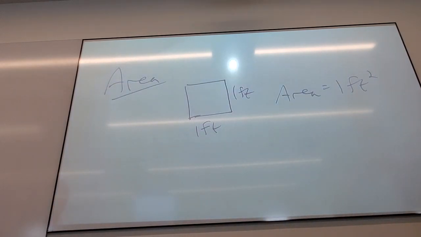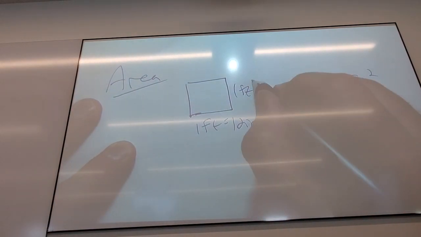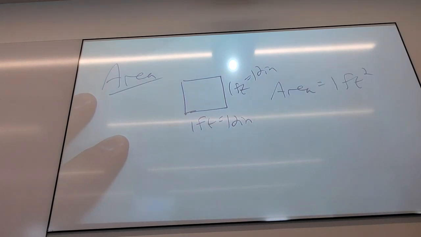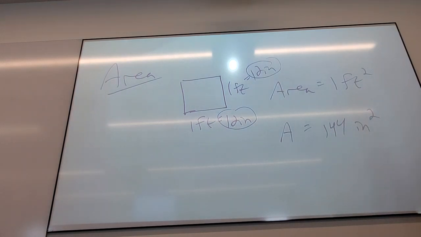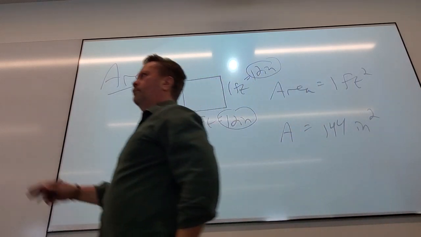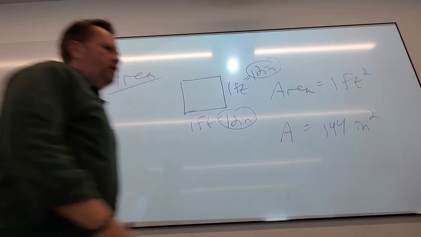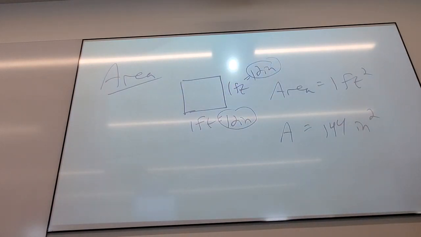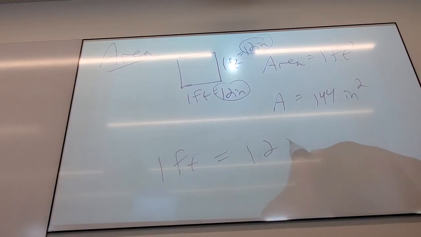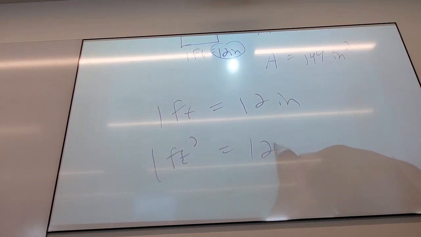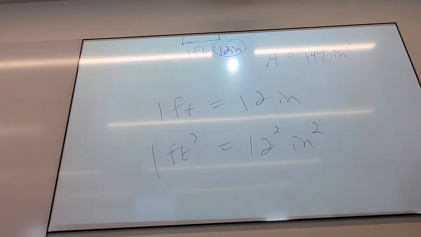So each side is 12 inches. And then if I recalculate the area, 12 times 12 is 144. Inch times inch is square inches. So watch this shortcut. 12 inches equals 1 foot, right? So 1 foot is 12 inches. So what's 1 square foot? It would be 12 squared, 144 square inches.